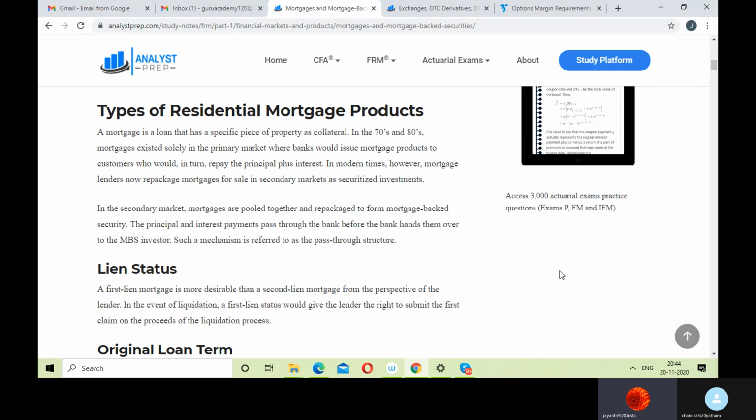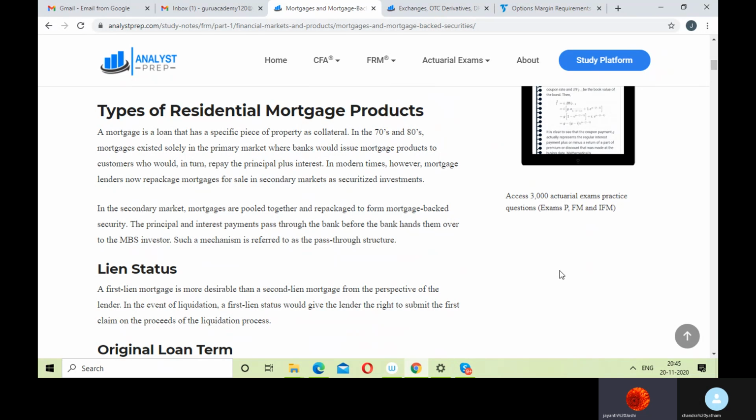Whenever you go for a loan, you approach a bank. They will give you a loan based upon your security. The security will be nothing but your property, the property documents you have. You can mortgage it and take a loan from the bank. So, types of residential mortgage products. A mortgage is a loan that has a specific piece of property as collateral, which I said right now. If you want a loan from the bank, you need to put your property as collateral with the bank.